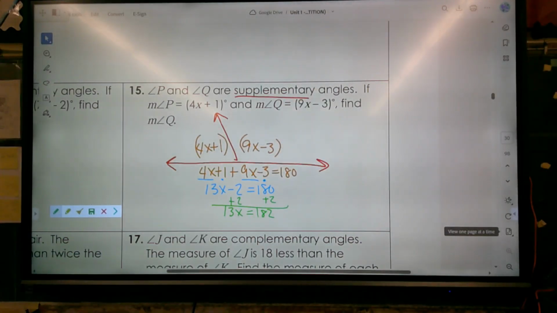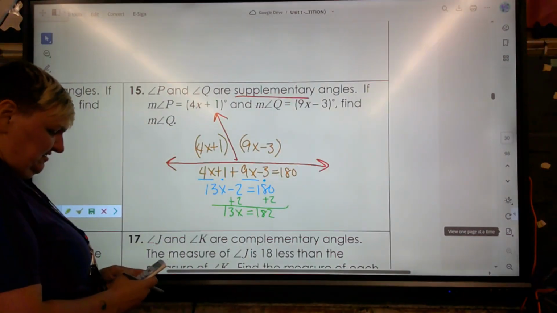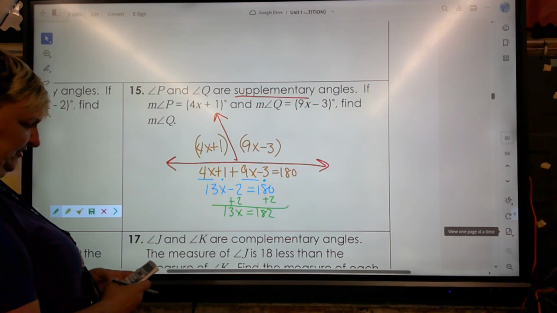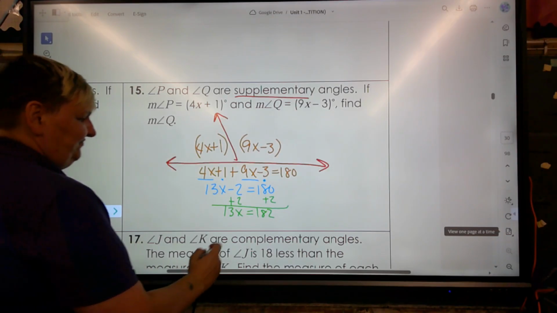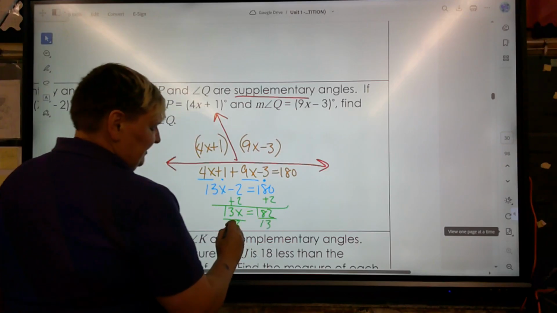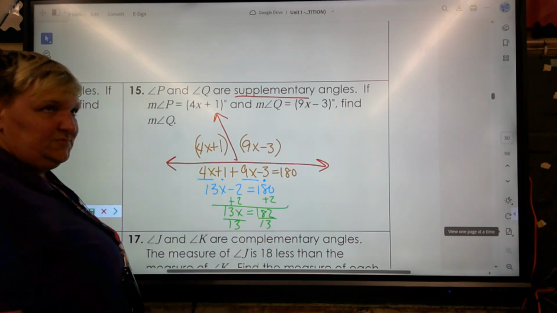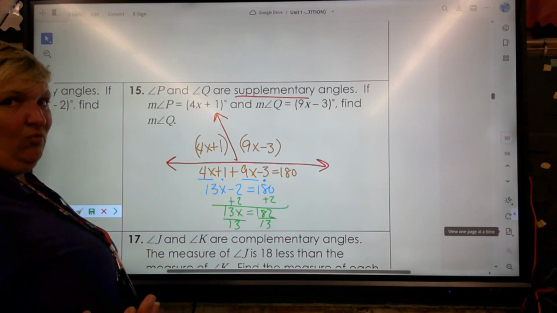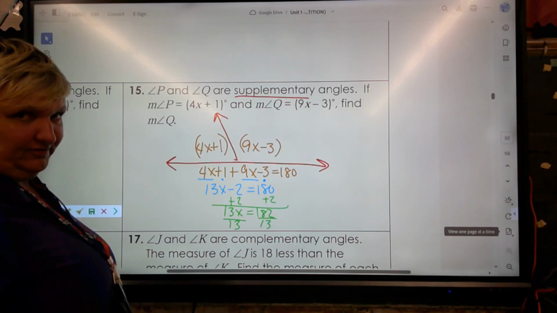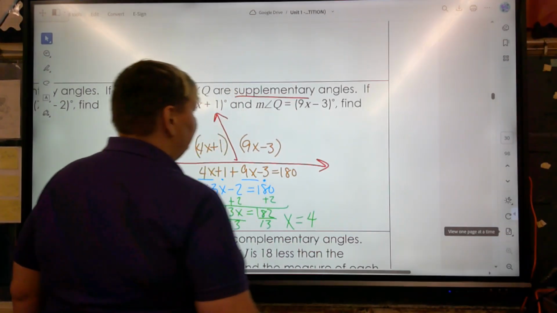I think it's going to be 14 maybe? I could be wrong. 182 divided by 13. 14. How did I know that? Because I needed something to be 3 times something to give me 2, which means it needed to be 3 times 4 to give me 12. See? So x is equal to 4.